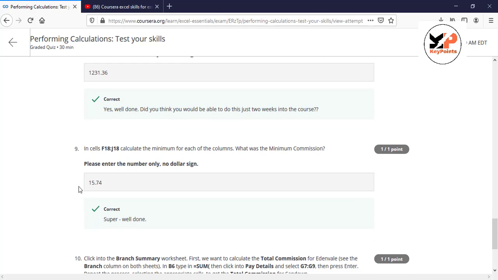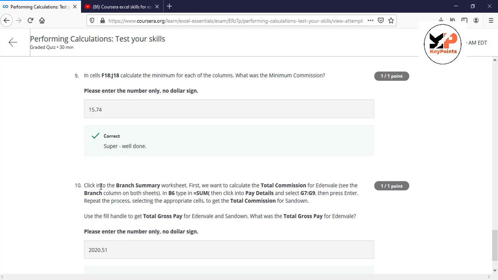Number 9 question: in cells F18 to J18, calculate the minimum for each of the columns. What was the minimum commission? Please enter the number only, no dollar sign. So this is the answer of question 9, 15.74.